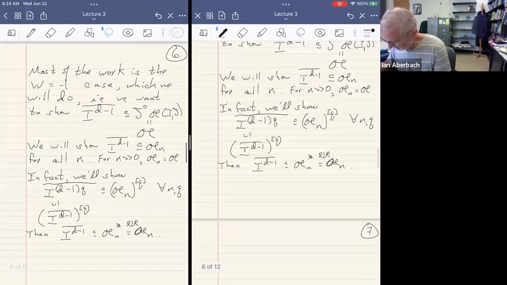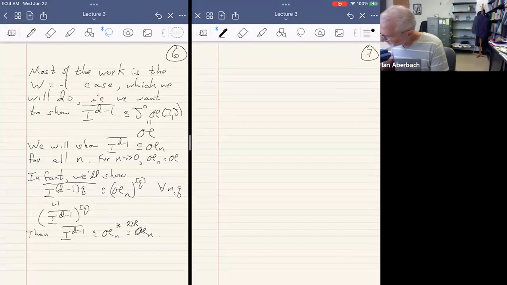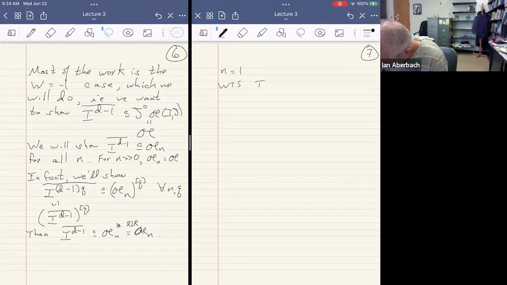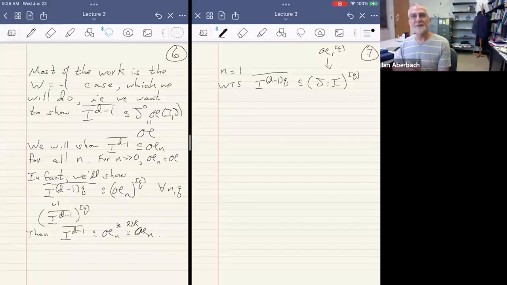Let's start a new page. All right. So for n equals one, we want to show that I to the D minus one Q, the integral closure of that, is contained in J colon I to the bracket Q. That's A1 to the bracket Q. Okay. And as we said, because this is a regular ring, that's J to the Q colon I to the Q.